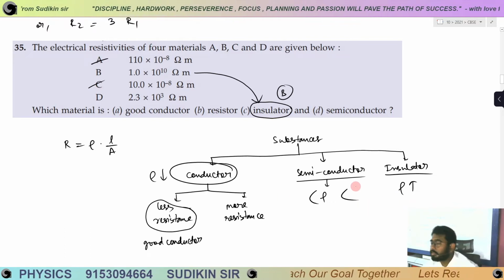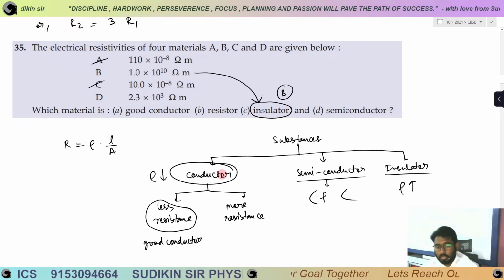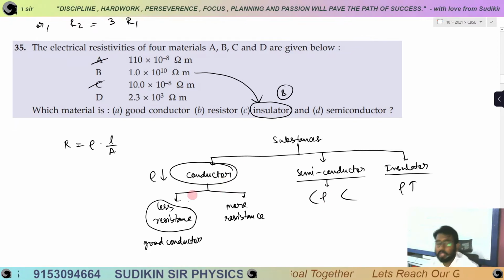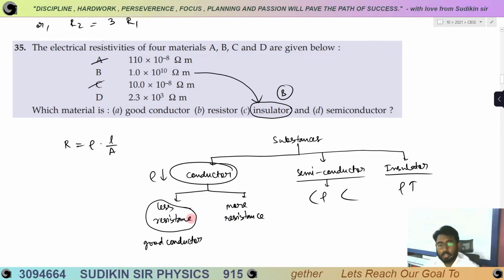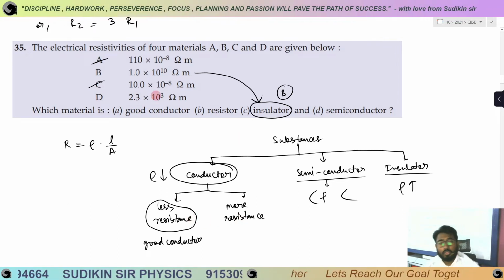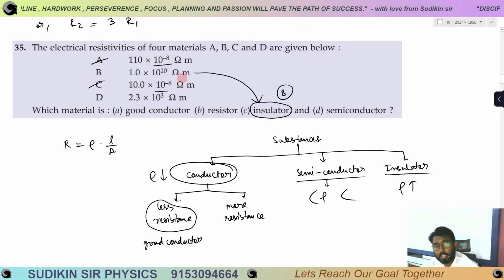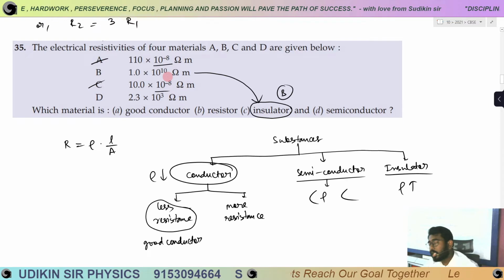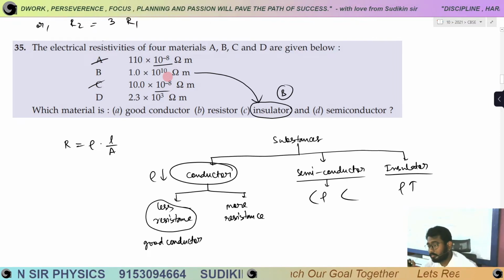And then in the middle we have semiconductor. So good conductor, bad conductor, semiconductor. Conductor is of two types: one is good conductor, one is conductor with more resistance. Now, out of these two, both of them are small, so both of them will be conductors. Now tell me, out of them which has the least value? C or A?